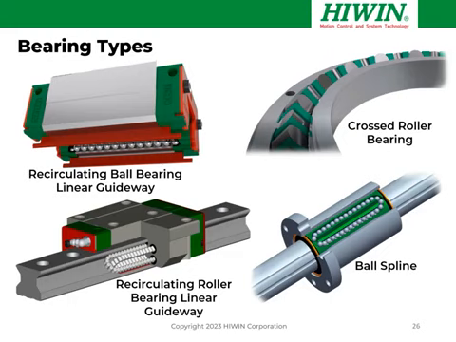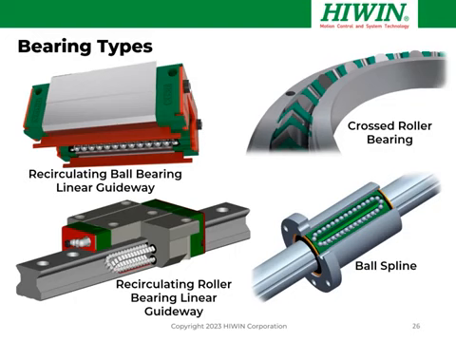Another choice is the ball spline. Ball spline is also a type of recirculating linear guideway, but it's unique in that it can also transmit torque while allowing for linear motion. So by rotating the shaft, we can transmit torque, whereas the linear motion is provided by the ball bearings that are recirculating.